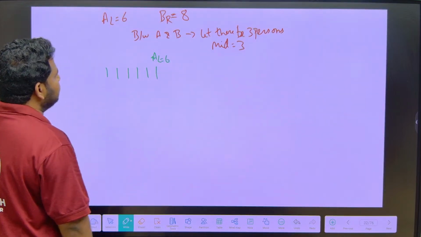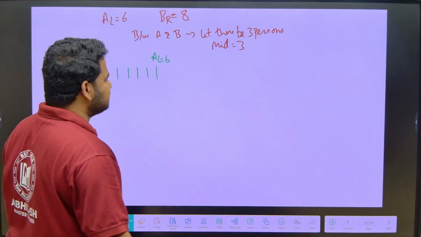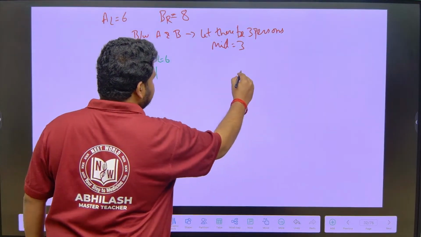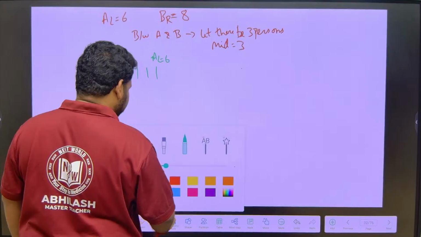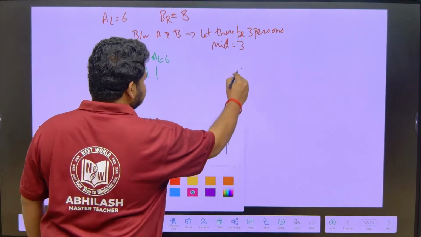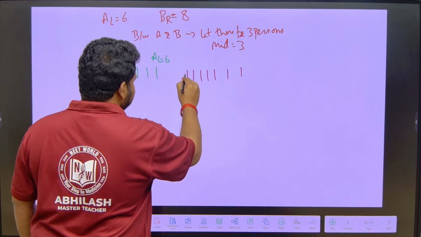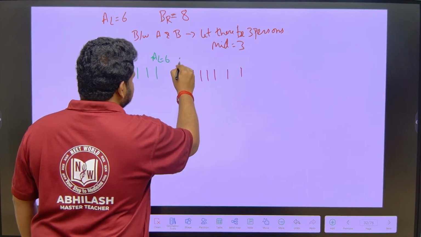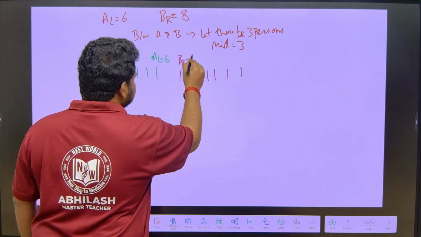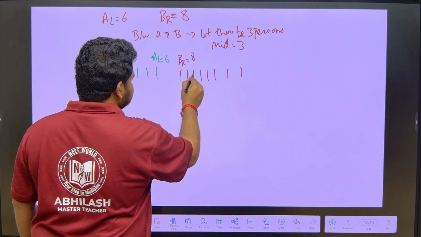Now what about B? B is 8th from the right, which means from the right I have to count 8. Let me use some other color for B. This is 1, 2, 3, 4, 5, 6, 7, 8. B is 8th from the right.